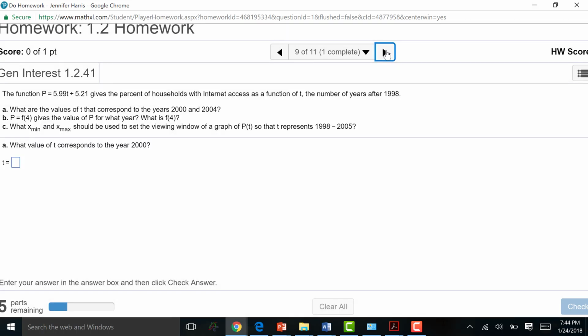Oh, okay. All righty, so there is the percentage of households with internet access. Just like what we did.